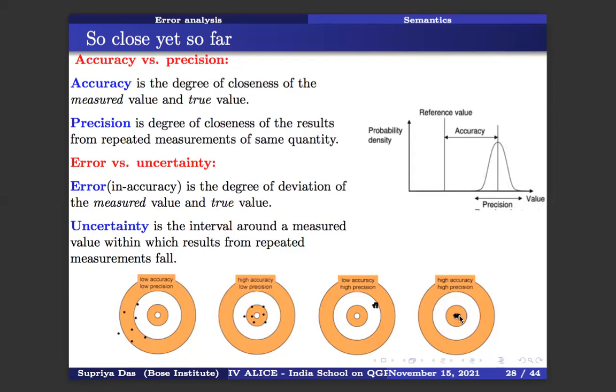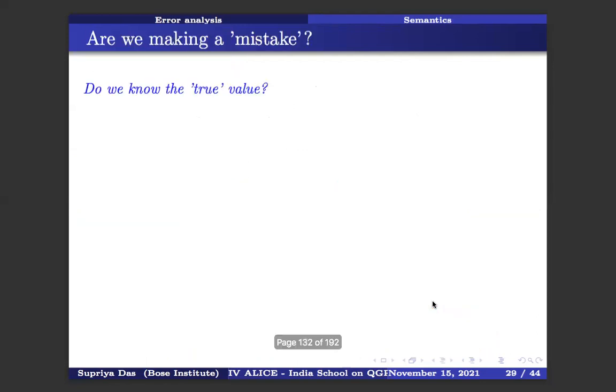So unless you tell that you have measured some quantity with some interval where all your measured points have fallen, it is incomplete and it is unbelievable. Nobody will believe an experimental result which does not have an uncertainty assigned to it. So I call it uncertainty. Why I call it uncertainty, you will see.